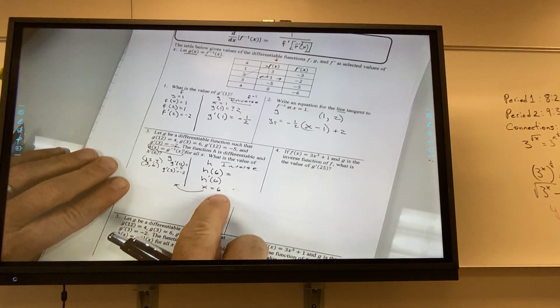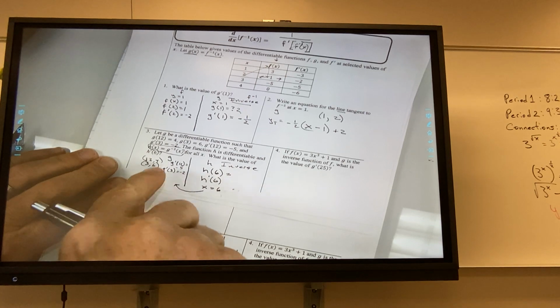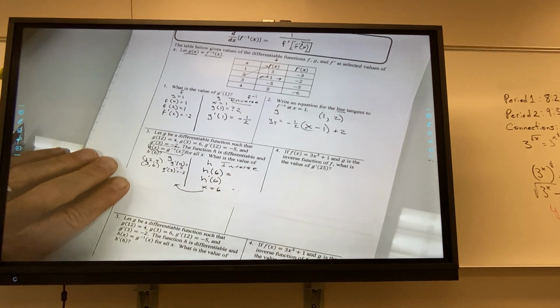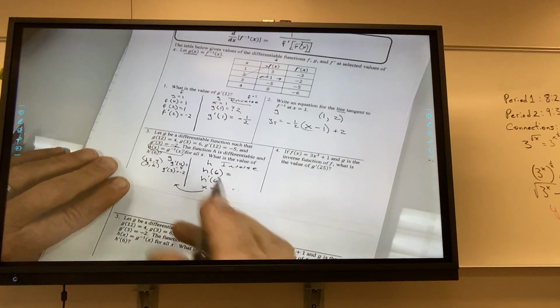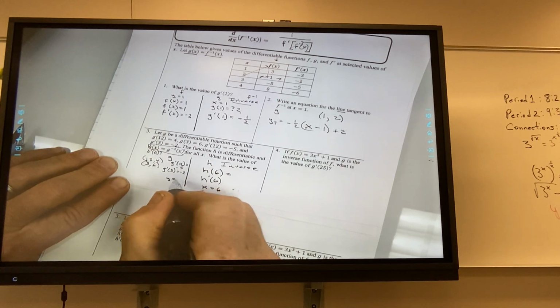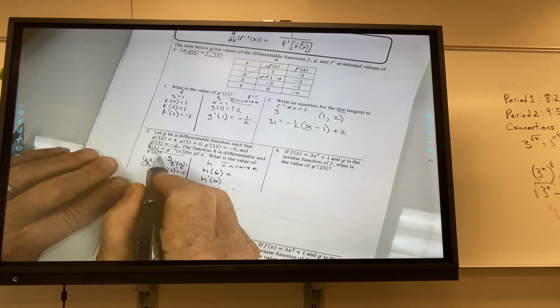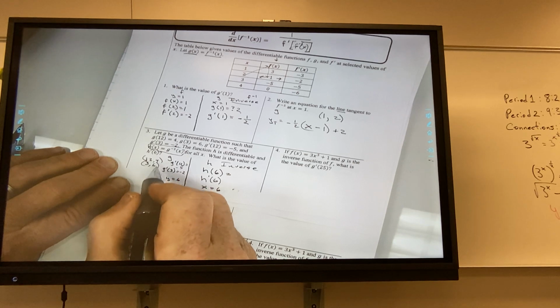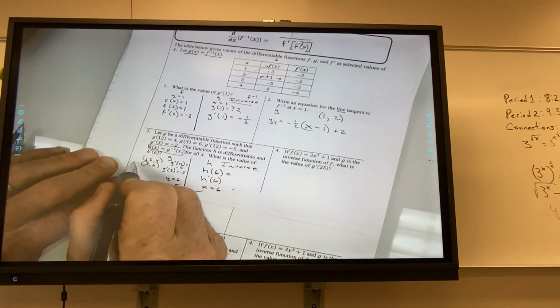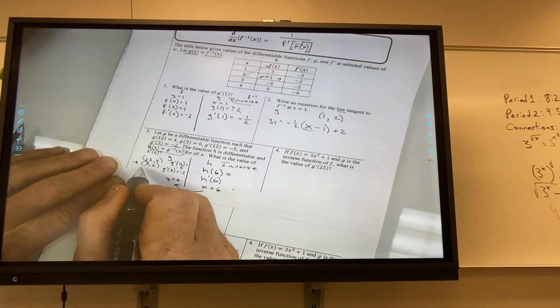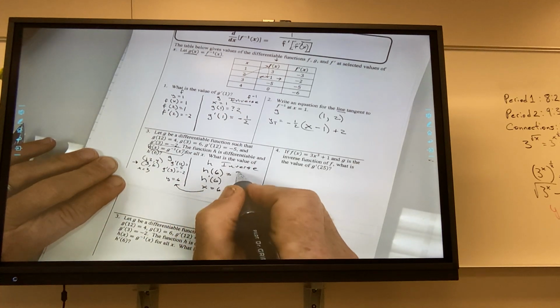Why? Because inverse and functions are simply them being switched around. So I'm going to switch them back, and I'm going to say y equals 6. So I look over here on G, is there any place where y equals 6? X equals 3. So what's h of 6? It's equal to 3.